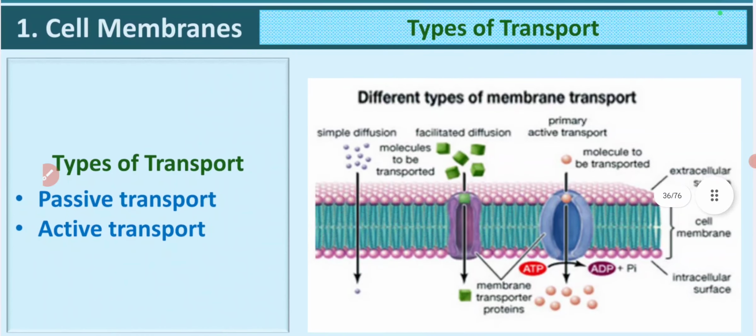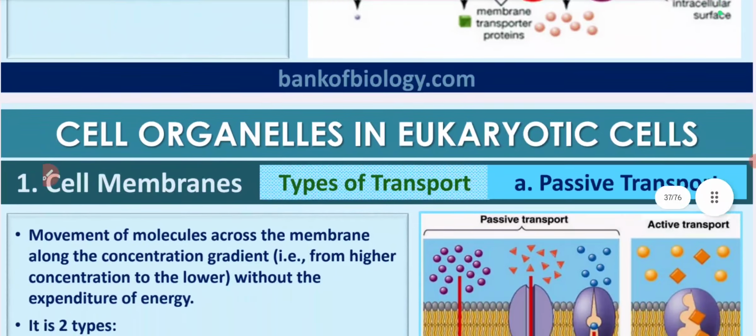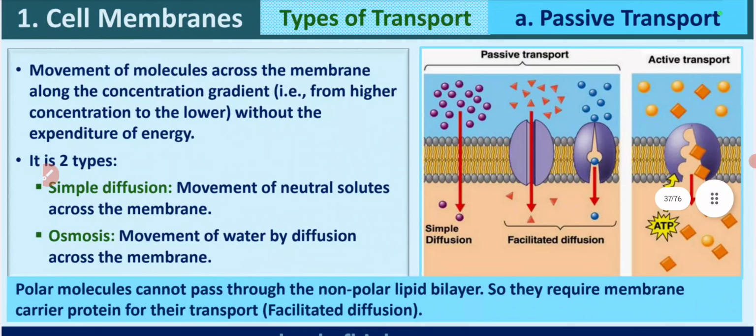Next are the types of transport: passive transport and active transport. See this. First of all, passive transport: movement of molecules across the membrane along the concentration gradient, that is, from higher concentration to lower concentration, without the expenditure of energy, is called passive transport. You can see the diagram. It is of two types: simple diffusion, which is the movement of neutral solutes across the membrane, and osmosis, movement of water by diffusion across the membrane.